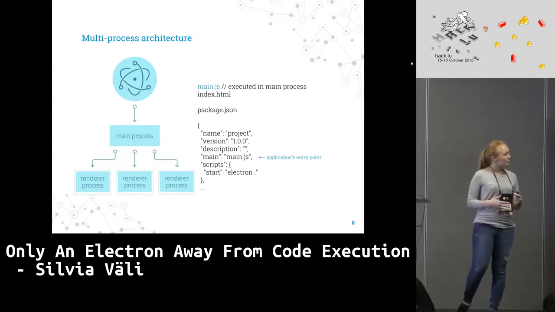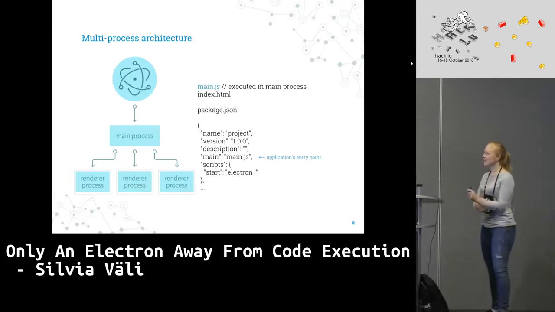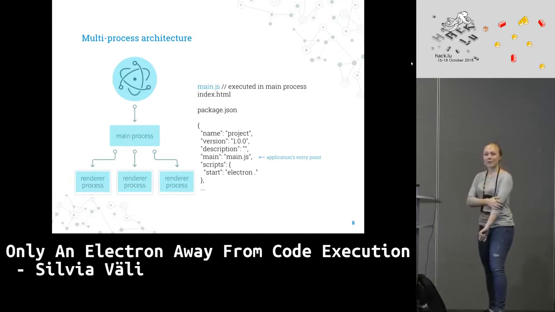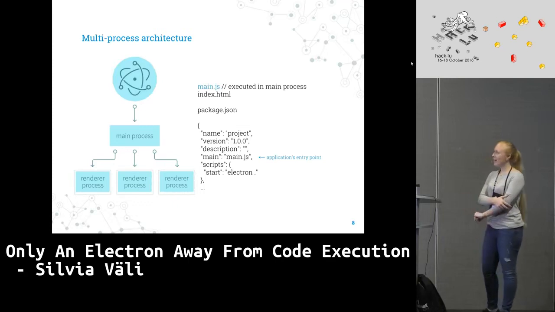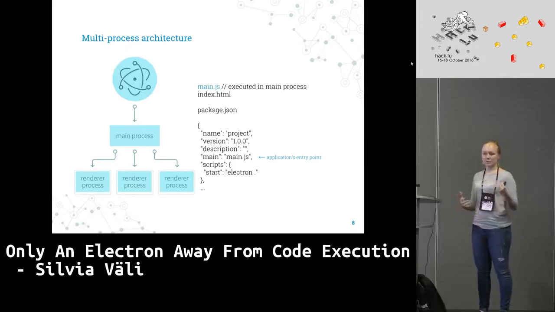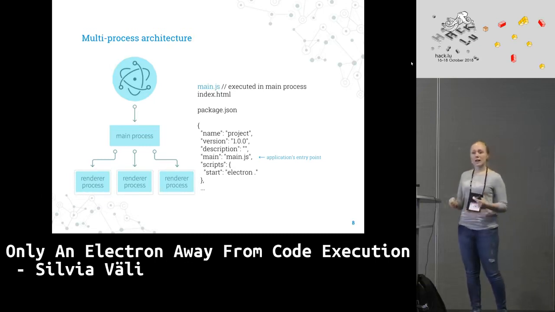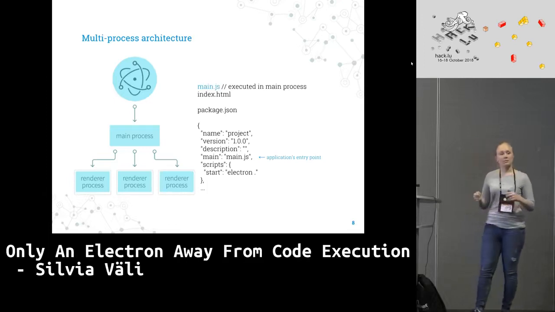And to demonstrate what a super simple Electron application could look like, we can take a look at these 3 files. We have a main.js file, we have index.html, which holds all the content we are going to display, and then the package.json, which has all the dependencies, the versioning information, the startup scripts, and the application's entry point. This is the main.js file, which gets executed within the main process.